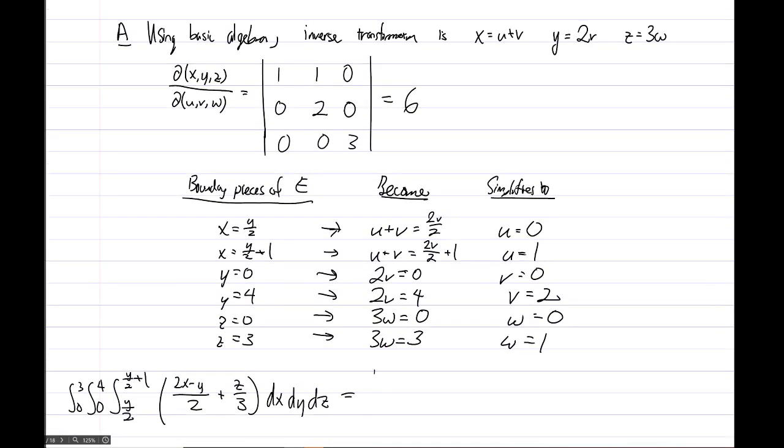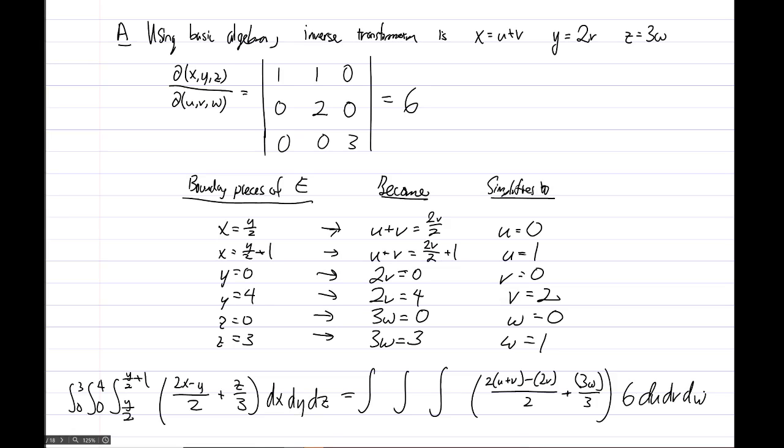Okay, so we'll have integral, integral, integral. Then let's write down what's in the parentheses here. So 2x is up here. It's u plus v minus, and then y, which was 2v. This is all over 2. Then plus z over 3. Well, z was 3w. Of course, a lot of this cleans up more, but I'm not interested in messing with all that right now. The dx, dy, dz becomes the 6 there, the Jacobian, times du, dv, dw.